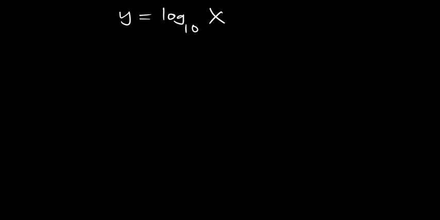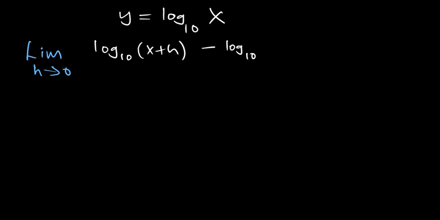Okay, so the same method does apply even here. The limit as h approaches 0, and then the log that we're dealing with is log 10. So log of 10, x plus h, minus log of 10, now just x. Same formula, f of x plus h minus f of x. That's where we've substituted, divided by h, right?